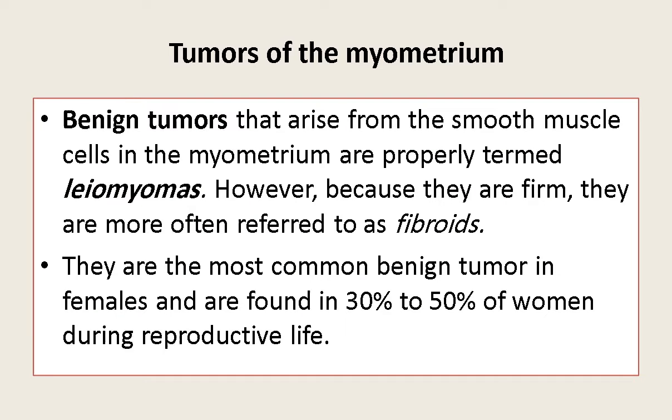Secondly, we come to the tumors of the myometrium. We start with the benign tumors. An example is leiomyoma. Benign tumors that arise from the smooth muscle cells in the myometrium are properly termed leiomyomas. However, because they are firm, they are more often referred to as fibroids.